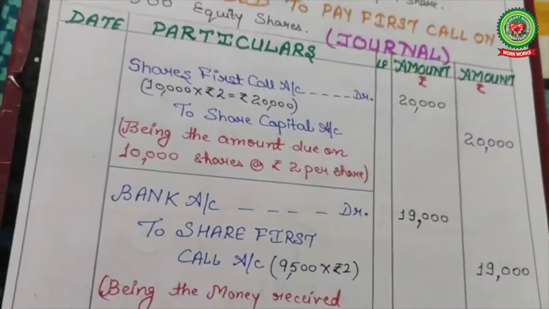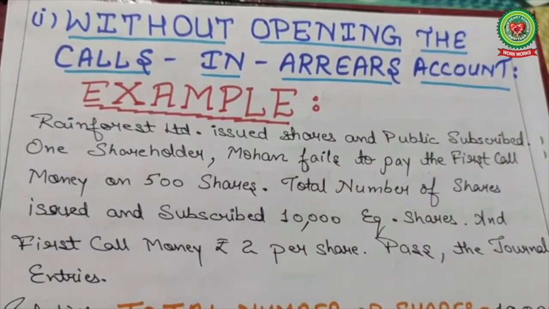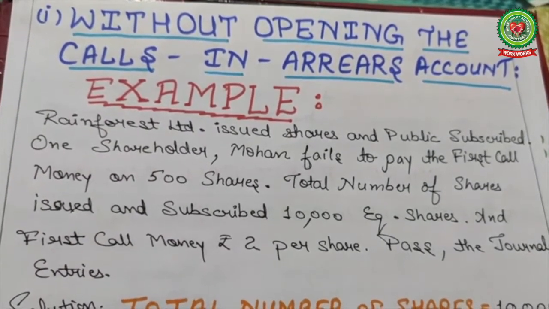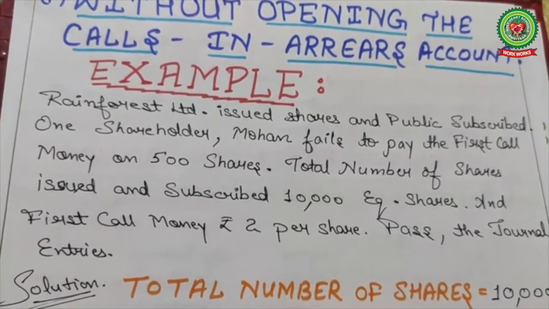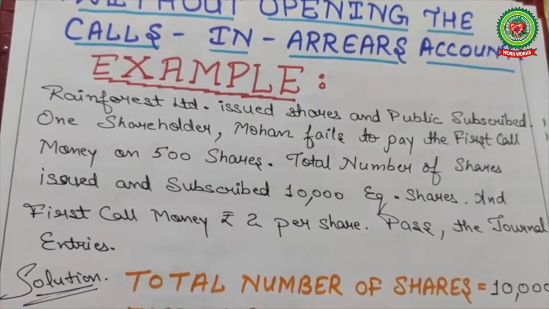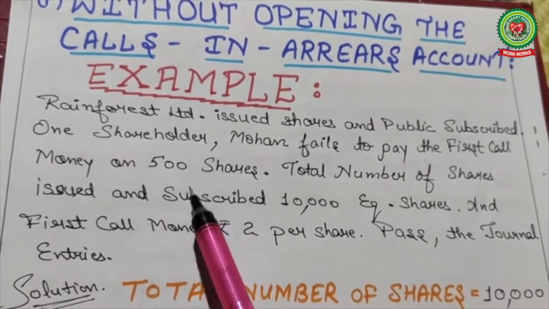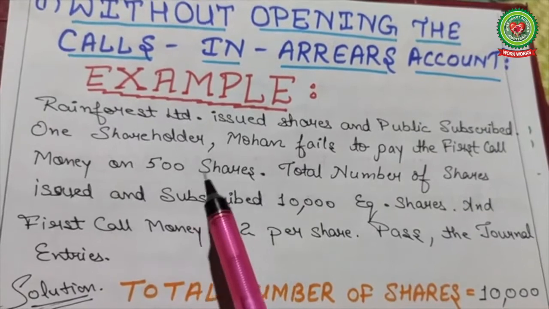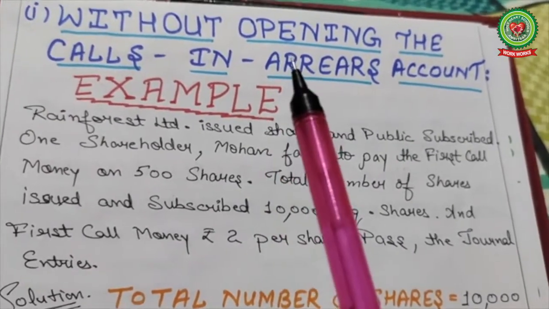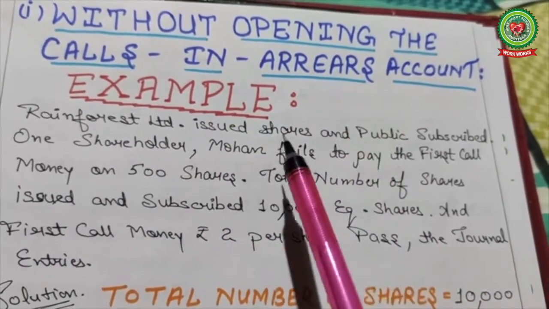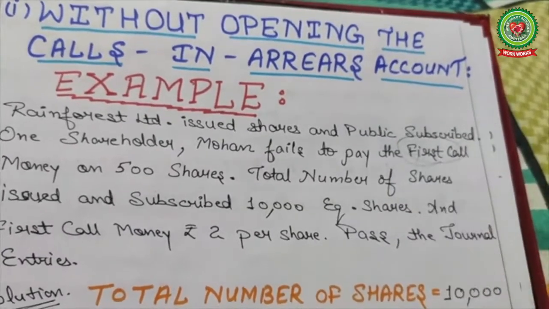First of all, without opening the calls in arrears account, how to find out? Take the example of Rainforest Limited, which issued shares to the public. One shareholder, Mohan, failed to pay the first call money on 500 shares. Total number of shares issued and subscribed is 10,000 equity shares and the first call is rupees 2 per share. Pass the journal entry. So here the condition is total number of shares 10,000, one shareholder Mohan holding 500 shares has not paid the first call of rupees 2. We are using the method without opening the calls in arrears account. No need to open a separate calls in arrears account; adjust the money in the calls only. Like here, the person failed to pay the first call, so adjust the amount in the first call.